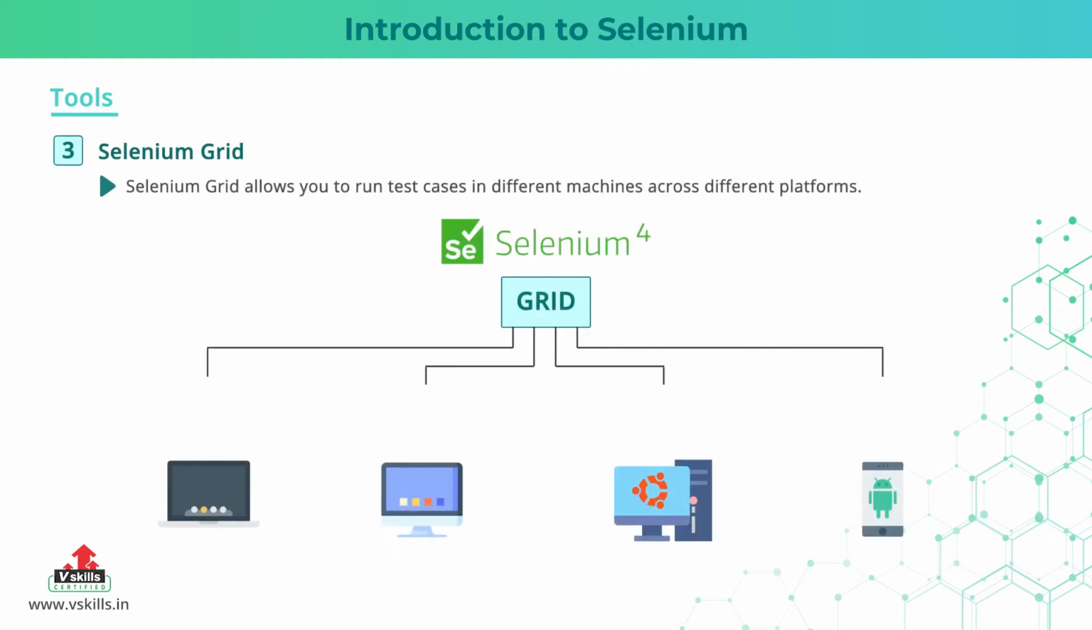Selenium Grid allows you to run test cases in different machines across different platforms. The control of triggering the test cases is on the local end, and when the test cases are triggered, they are automatically executed by the remote end. After the development of the WebDriver tests, you may face the need of running your tests on multiple browser and operating system combinations. This is where Grid comes into the picture.